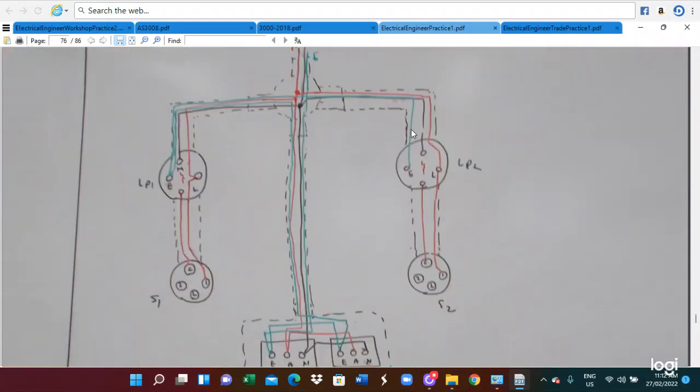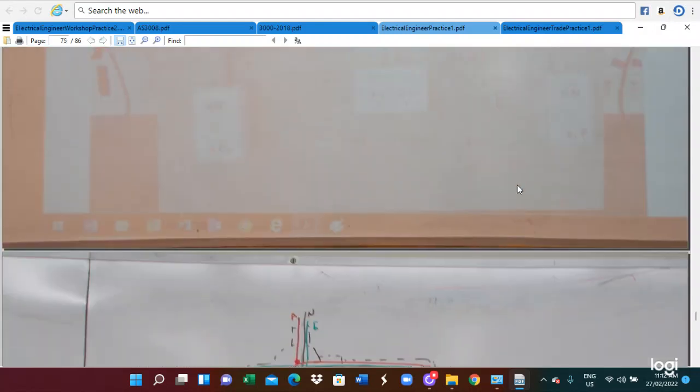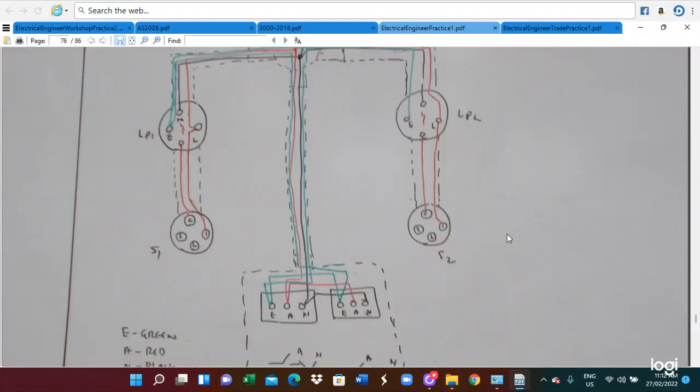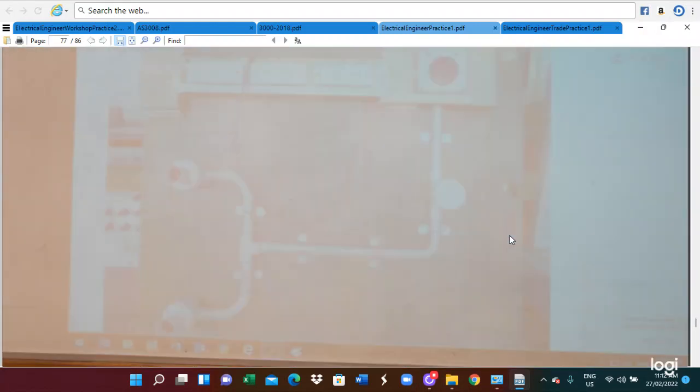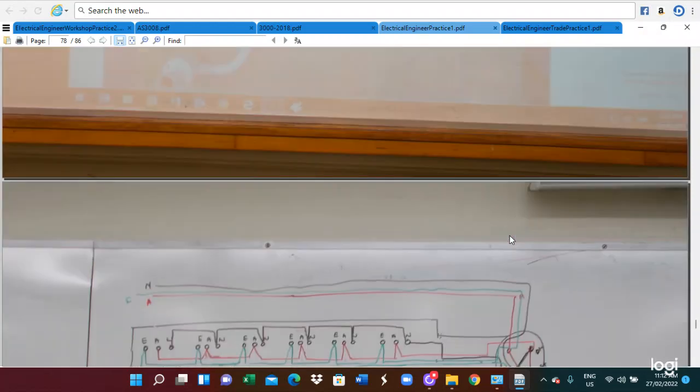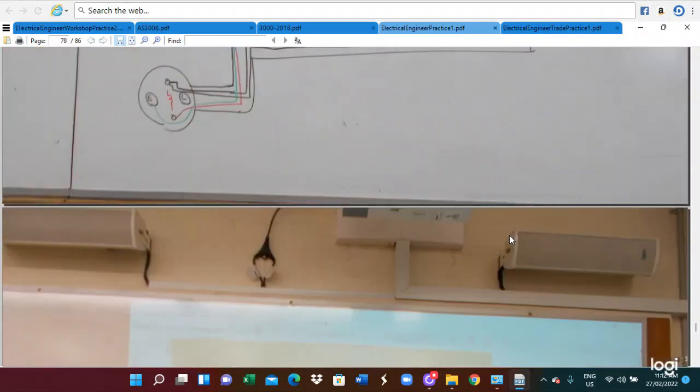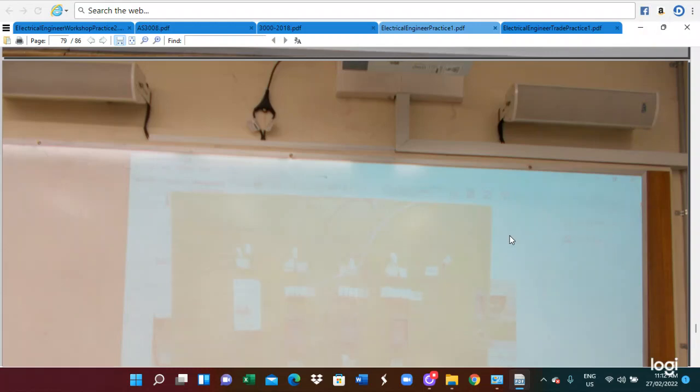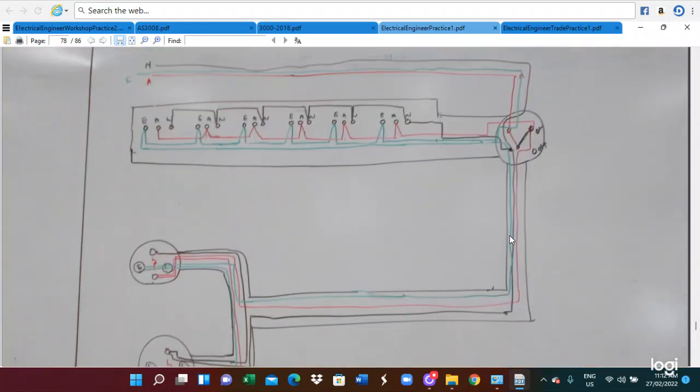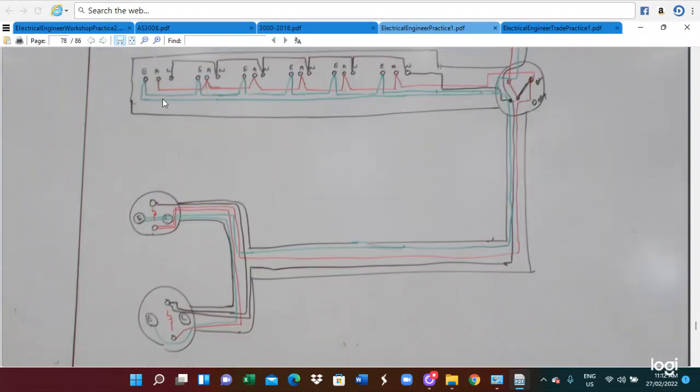So the red lines are the supply active wire, black lines are the neutral wire, and greens are the earth wire. So this diagram, this is real installation. We can represent it by the wiring diagram. And also this circuit here. So this is also the 2 lights, and here the control circuit.